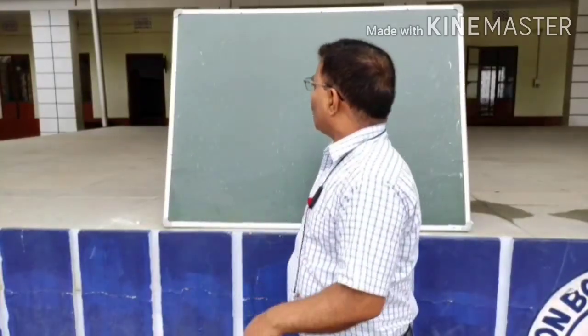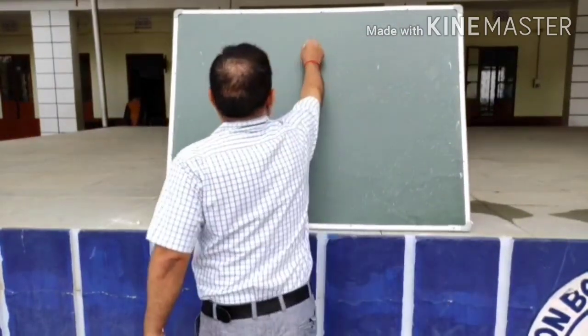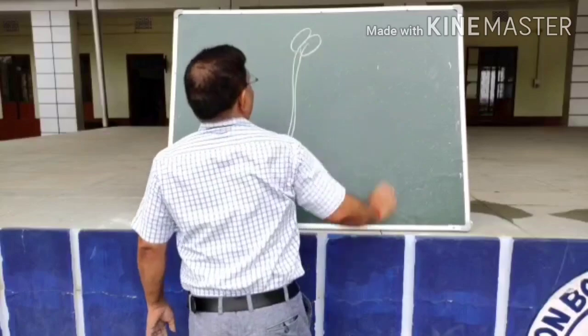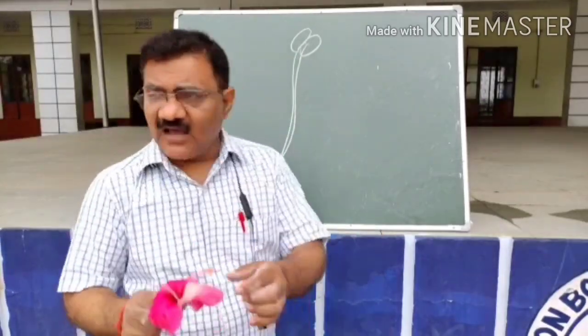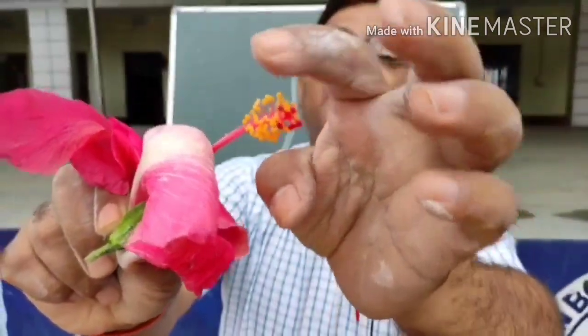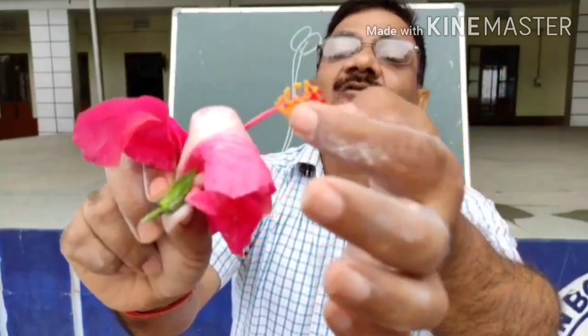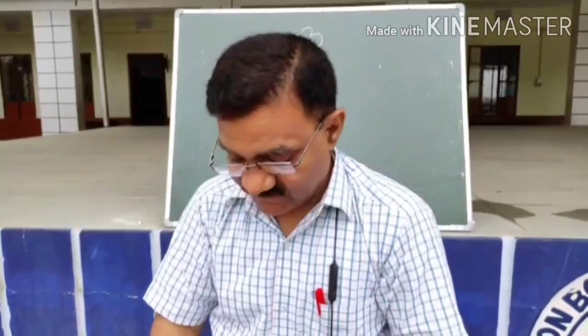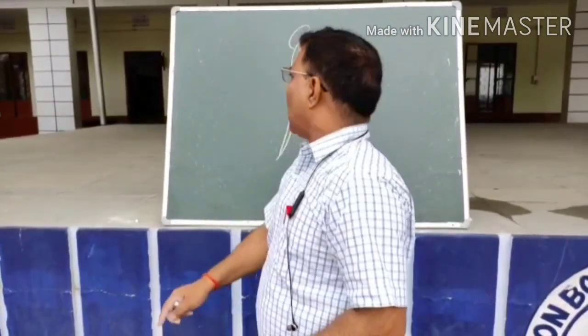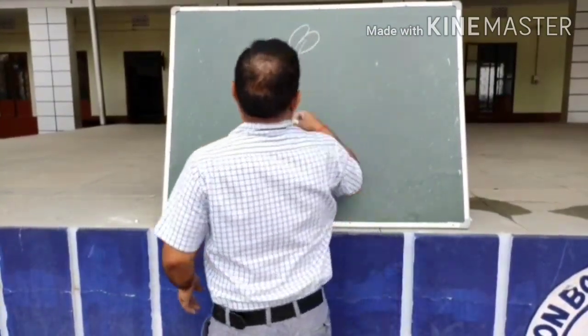Now, we are talking about androecium, the male part, whose one unit is called stamen. And dear children, this is a detailed diagram of stamen. See now, this yellow part, this whole whorl is called androecium, and one is called stamen. Very small, you can see, one is called stamen. And this is a diagram of stamen.